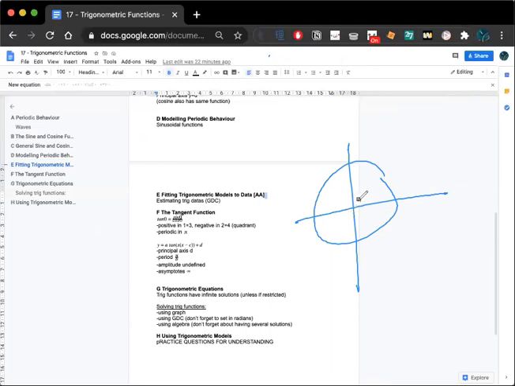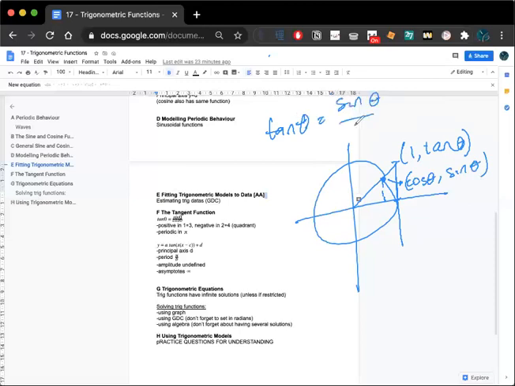Next up, we have the tangent function. In the unit circle chapter, we talked about how if we extend it, you get a length of the coordinate as 1 and tan theta, and this point would be cos theta, sin theta, which gives you tan theta equals sin theta over cos theta.